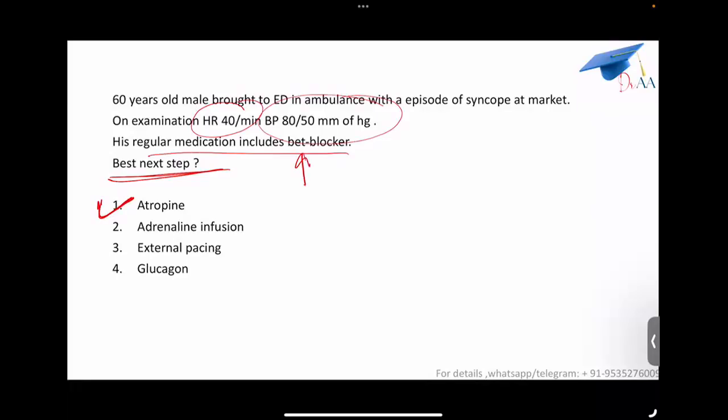He's on regular medication of beta blocker. It is not a beta blocker overdose. If it is a beta blocker overdose, then glucagon will be the first option. If it is just the regular dose of beta blockers he is on, then you just give atropine first, followed by a second dose. The second time you can give glucagon. First is always atropine.